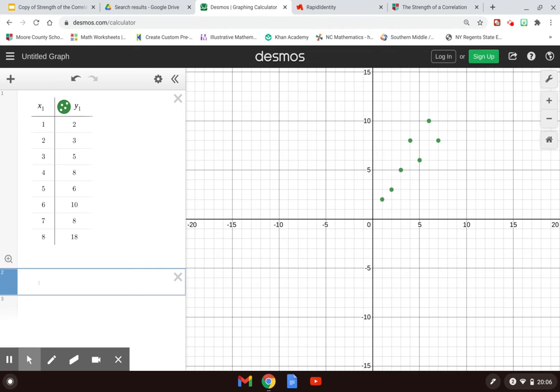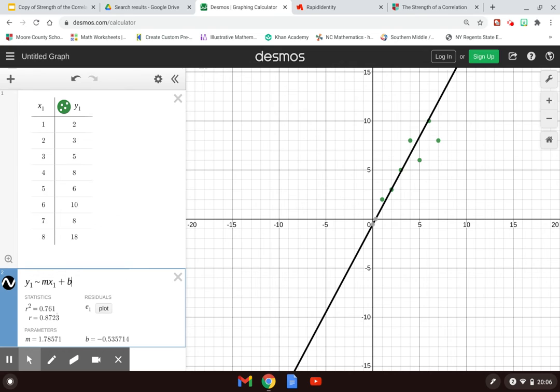So remember, the expression is y1, and then the tilde, which is the approximately symbol, is the shift, and then you go up to your upper left-hand side of your keyboard. Under the ESC key, if you press shift, you see the tilde up there. So y1 is approximately mx1 plus b. All right.